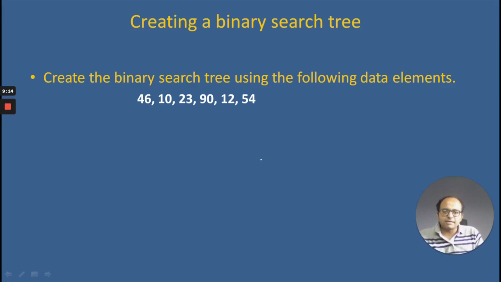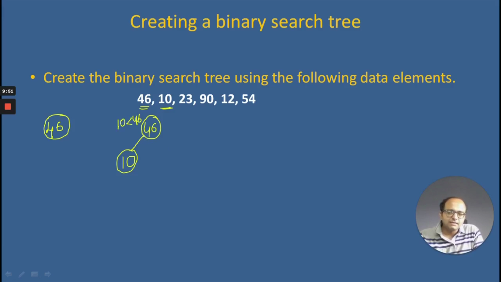Now let's create a binary search tree and understand how we can perform these operations. First node is 46. So there is only one node in this binary search tree right now, which is 46. Now 10 needs to be inserted. So the second step is 10 will be taken as the left child for this root node called 46, because 10 less than 46, so it must be placed as the left child to 46.